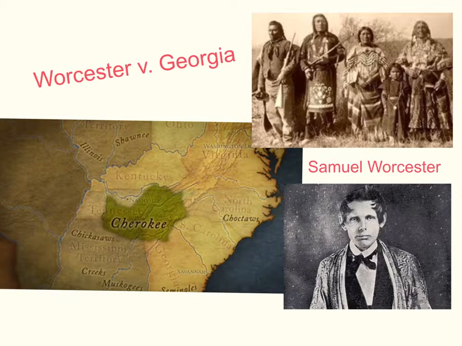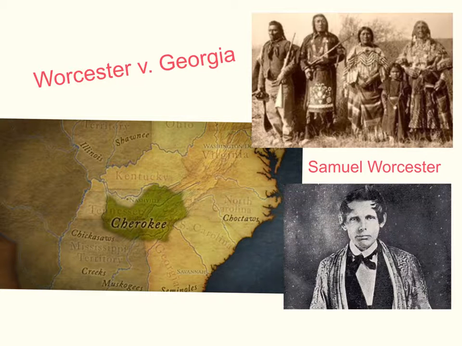This case is Worcester versus Georgia. And John Marshall and the Supreme Court hear it. Who's right? Georgia, who says it's all our land, it's our property, it's our territory, or is it with the Cherokees and Samuel Worcester? Well, John Marshall says it is absolutely Cherokee land. It's their territory. They have the right to that land. It is theirs. They are an independent, sovereign nation.